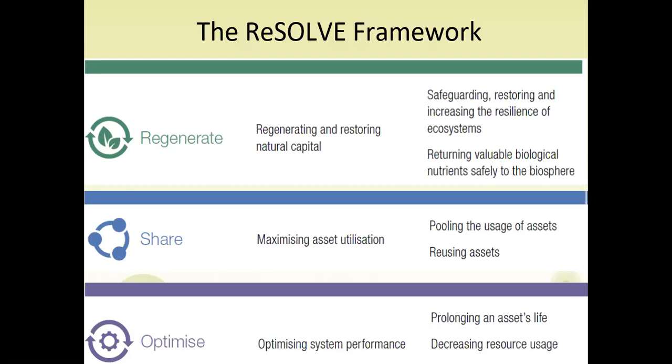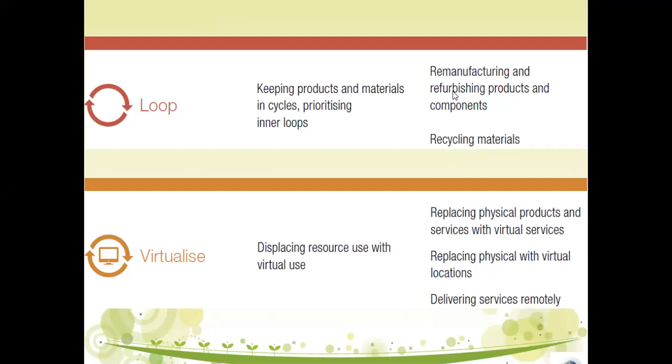And the loop here, the L, is for remanufacturing materials and recycling materials. So if at the end of a product's life cycle you can't actually reuse it and it has to be thrown away, then the last strategy you have is recycling. But before we go for recycling, there are inner loops, which we'll see later, that actually bring more value to your product. That's why I was mentioning the virtual one.